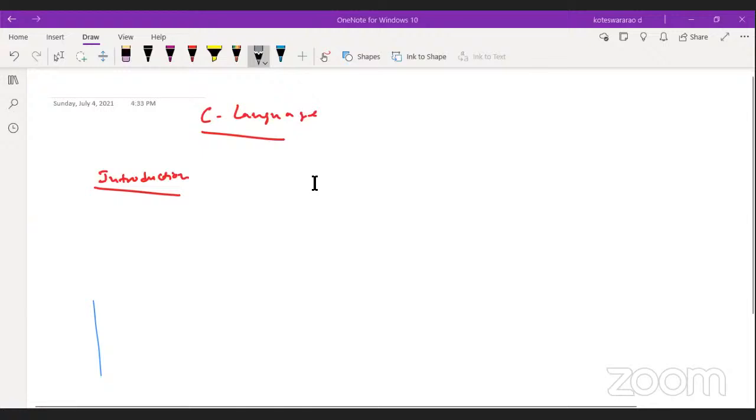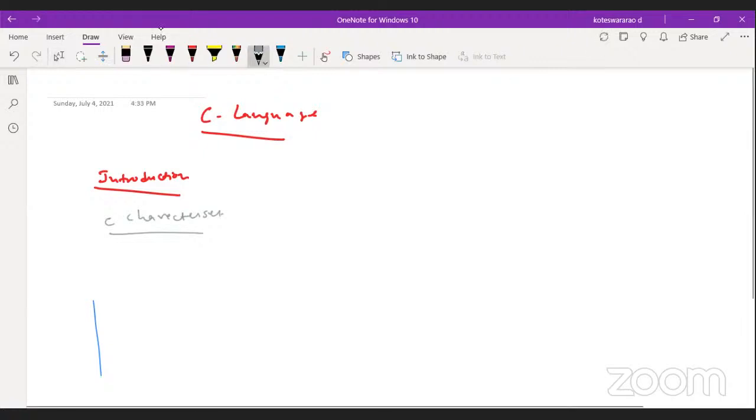Coming to the C character set, we have several characters that are used in the C language for developing new programs and for compilation.